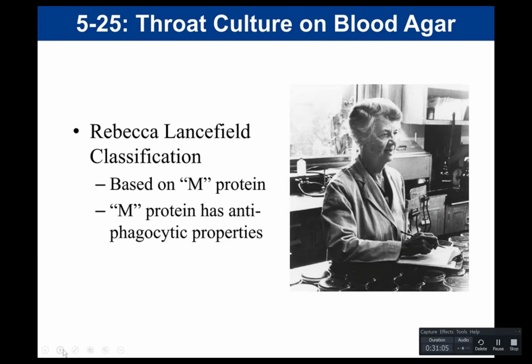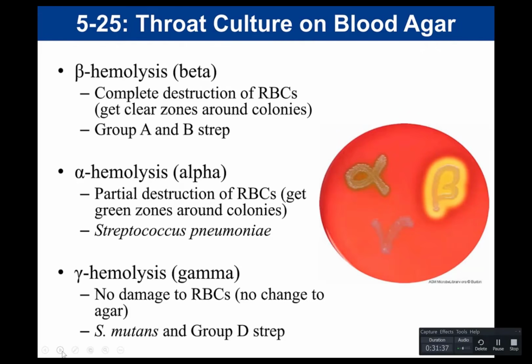So in terms of the blood agar, you want to know what the M protein is. And so the M protein was identified by Rebecca Lancefield, and it has antiphagocytic properties. It's like Velcro. It allows the bacteria to stick to surfaces. And when the bacteria sticks, it makes it difficult for the white blood cells to engulf it and to do phagocytosis. You want to review this, and that is, what are the types of hemolysis?